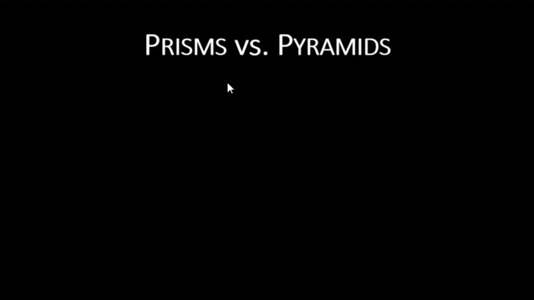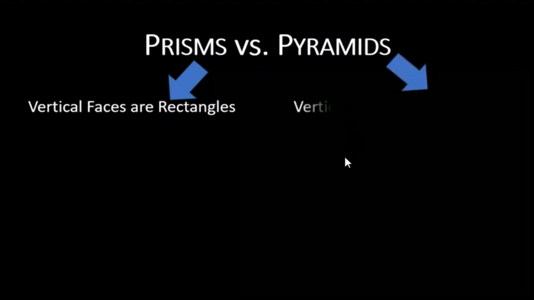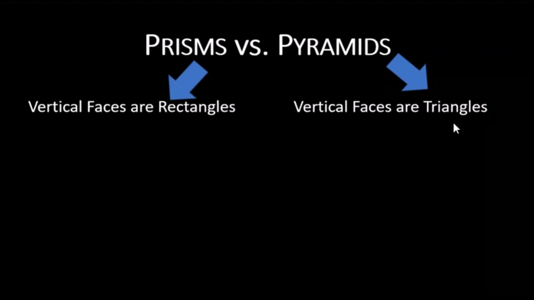Now for prisms and pyramids, both of them are polyhedrons, meaning they have all straight edges. But the difference lies in their vertical faces. For prisms, all the vertical faces are rectangles, whereas for pyramids, all the vertical faces are triangles. This is quite easy to remember because if you've seen pyramids, for example the Egyptian pyramids, you know that they are all triangles. So the vertical faces are triangles.